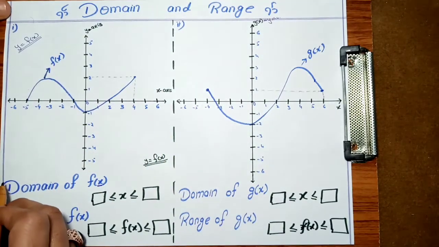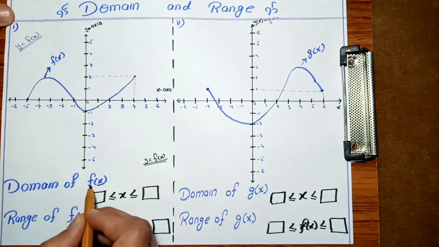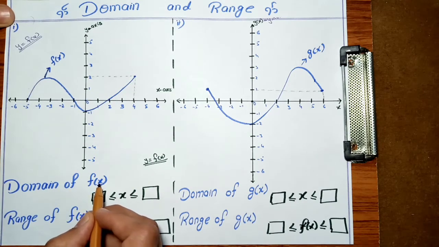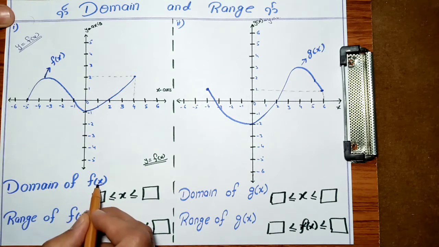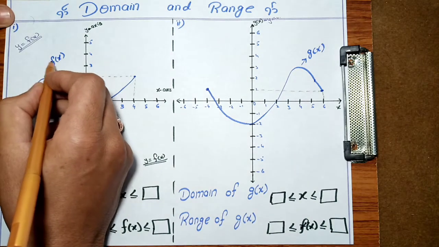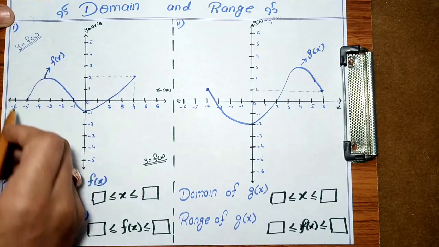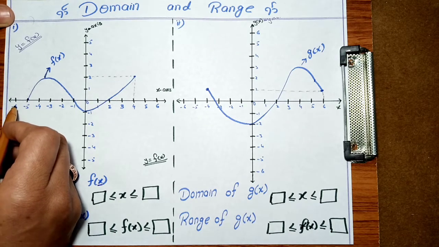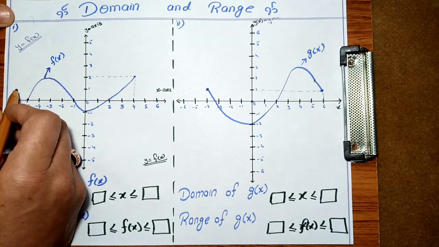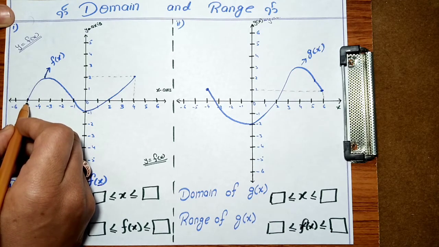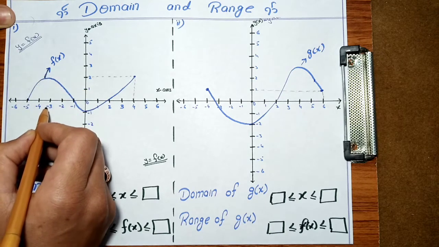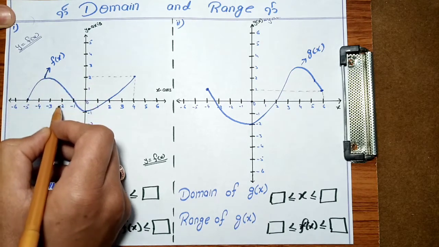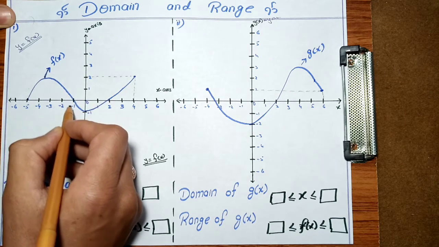Here, to find the domain of the function f of x, the domain of f of x contains all values of x at which f of x is defined. At x equals minus 6, f of x is not defined. At minus 5, f of x is defined. At minus 4, f of x is defined. At minus 3, f of x is defined. At minus 2, f of x is defined. Like that.